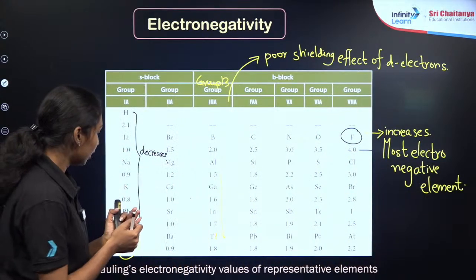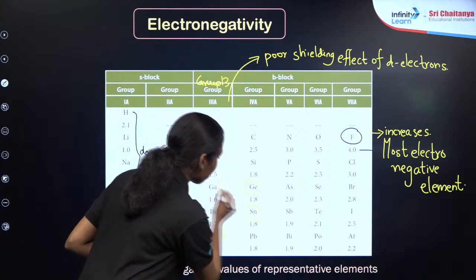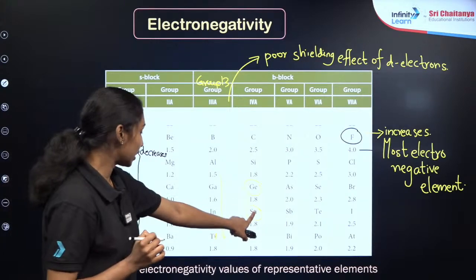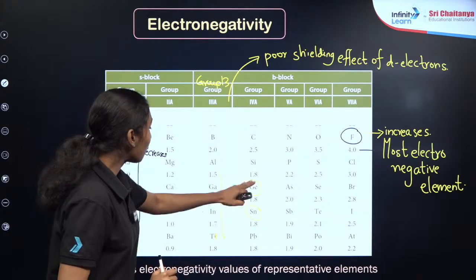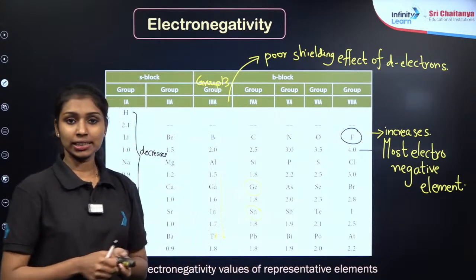If you are looking here, you can say that germanium and tin have the same value of electronegativity, 1.8, which means that these two elements have the same chemical reactivity. They belong to the same group, right? Clear?